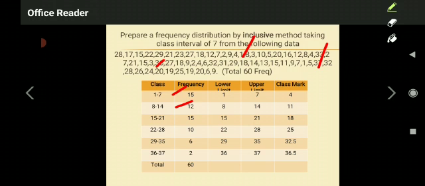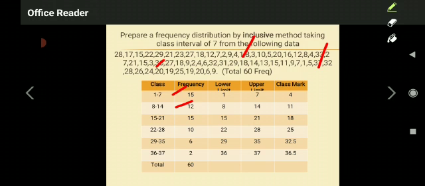Like that, the lower limit in the second class interval is 8. It is 15 in the third. It is 22 in the fourth. It is 29 in the fifth. And it is 36 in the sixth class interval. I hope you understood, my dear students.